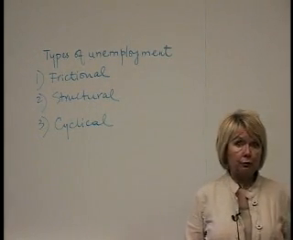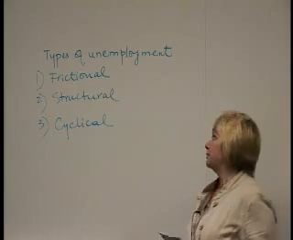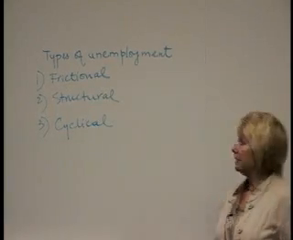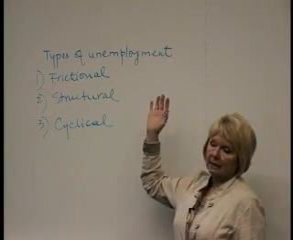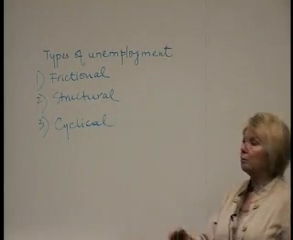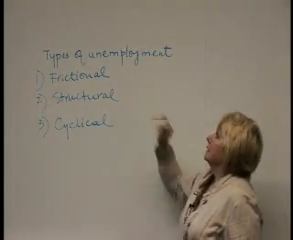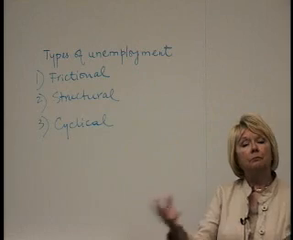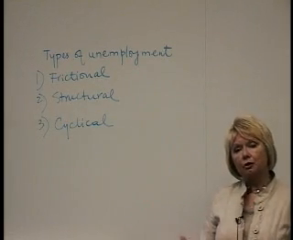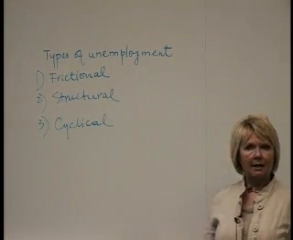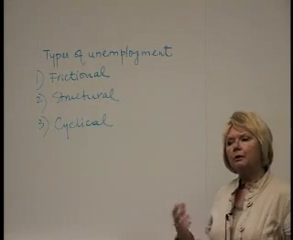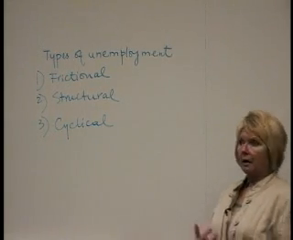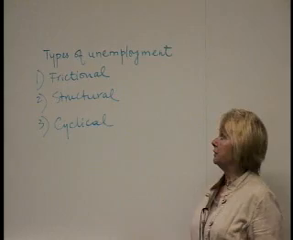Now, what should we do to reduce the 3 types of unemployment? Let's start with frictional. Again, keep in mind that we don't want 0. We do want some level of people between jobs, because it also shows that the economy is changing. It is evolving. New industries are being created while others are on the decline.